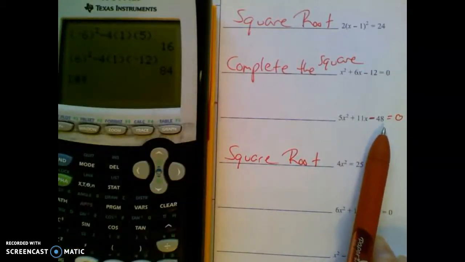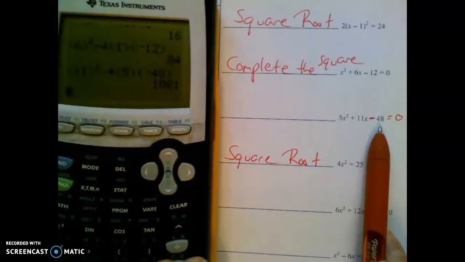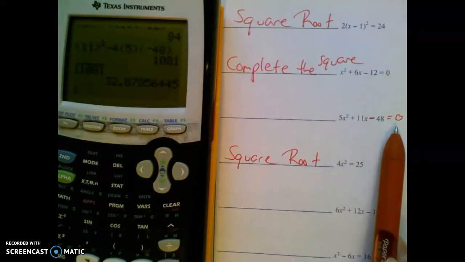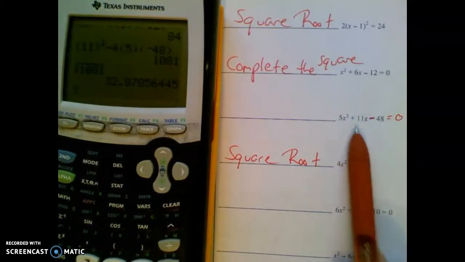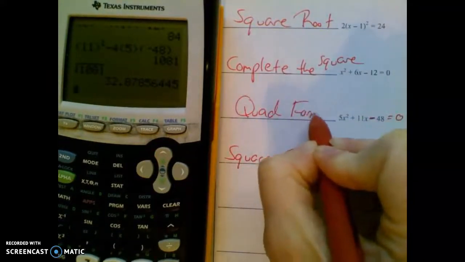So b squared, so 11 squared minus 4 times a times c, and c is now -48. This is 1081. I don't think that's a perfect square. I'm just going to square root it real quick. No, not a perfect square. So therefore this guy is not factorable. He's going to have irrational answers. I am not completing the square on this guy. So he would be a quadratic formula.